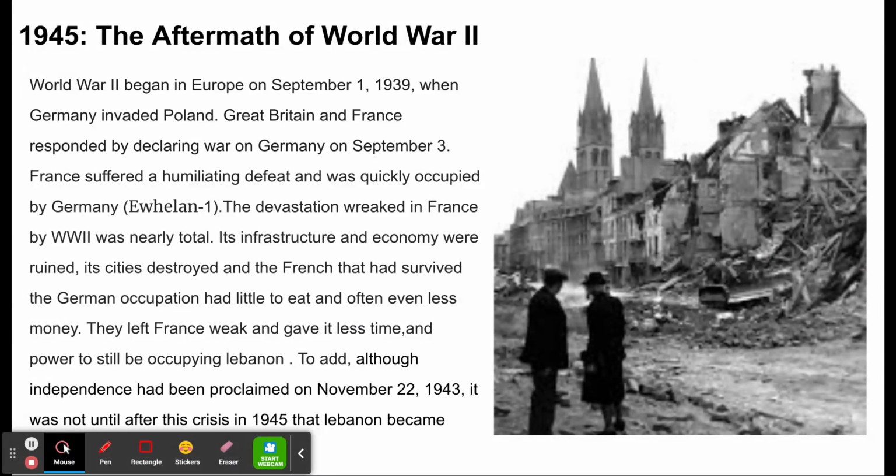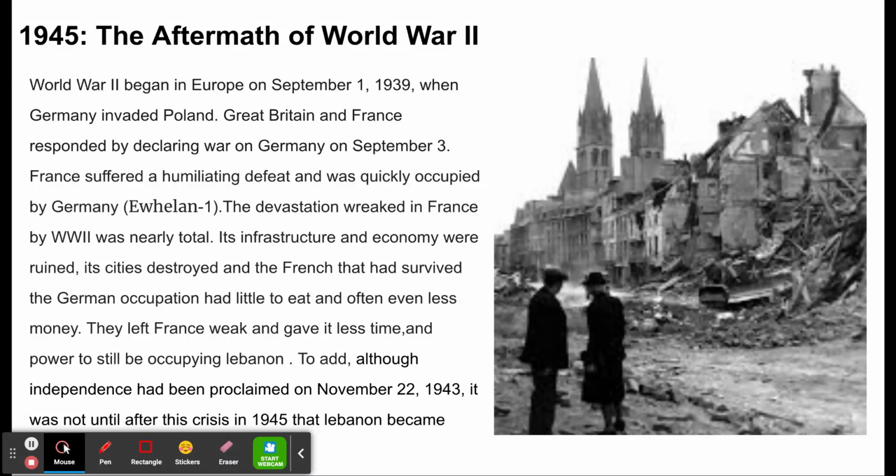1945. The aftermath of World War II. World War II began in Europe on September 1, 1939, when Germany invaded Poland. Great Britain and France responded by declaring war on Germany on September 3rd. France suffered a humiliating defeat and was quickly occupied by Germany. The devastation wreaked in France by World War II was nearly total. Its infrastructure and economy were ruined, its cities destroyed, and the French that had survived the German occupation had little to eat and often even less money.